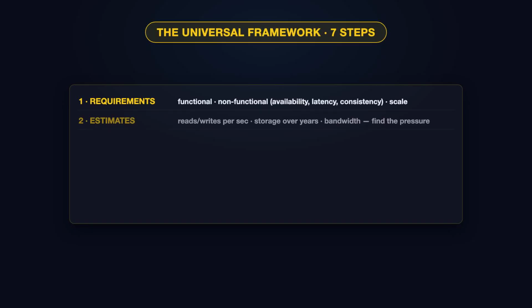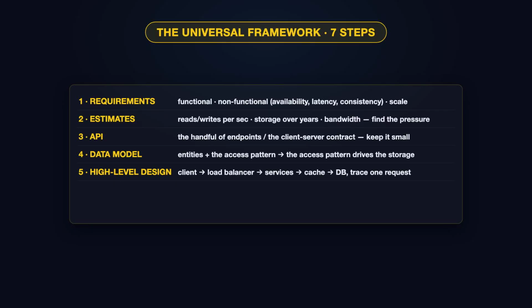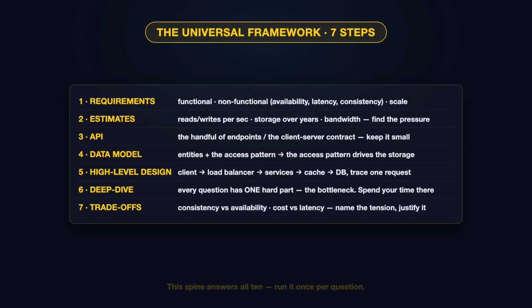Before any specific question, internalize the framework, because interviewers grade your process far more than your final diagram. 7 steps. Step 1, requirements. Split them into 3 buckets. Functional, what the system does. Non-functional, how it behaves, things like availability, latency, and consistency. And scale, roughly how many users and how much data. Never skip this. Jumping straight to a solution is the fastest way to fail this round.